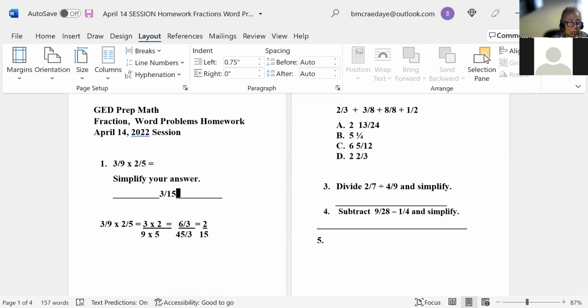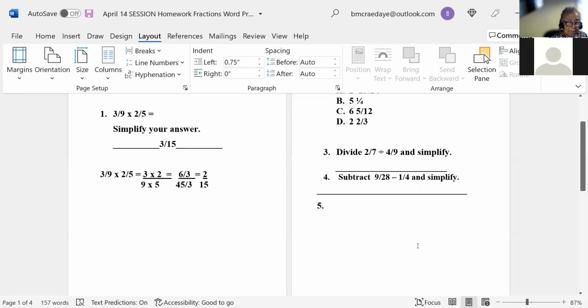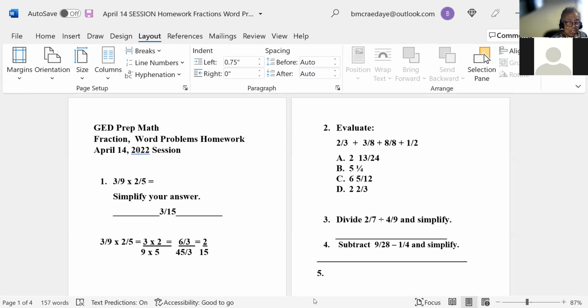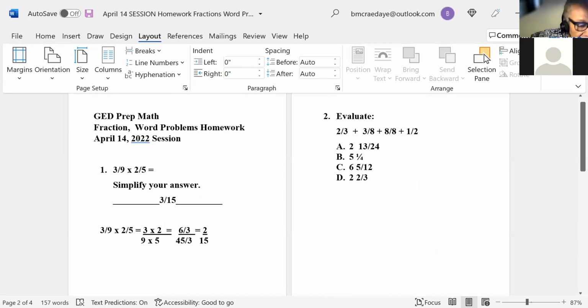Now, number 2, we have to evaluate. Let's see what operation that is. That's an addition, right? Now, this one, I have to apologize to you because I think the choices I gave you on the worksheet were not correct. I kind of avoided this when I checked the homework, because the A, B, C, D choices, when I looked over them again, didn't match what I had gotten when I worked it out. Anyway, let's just do these.